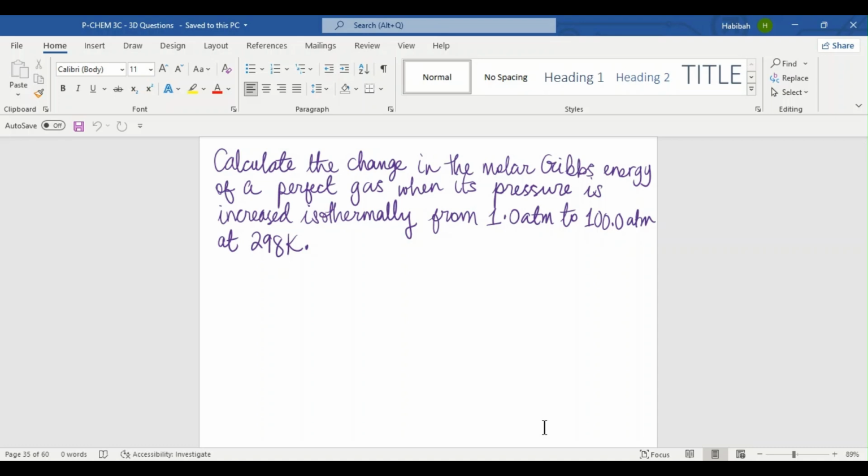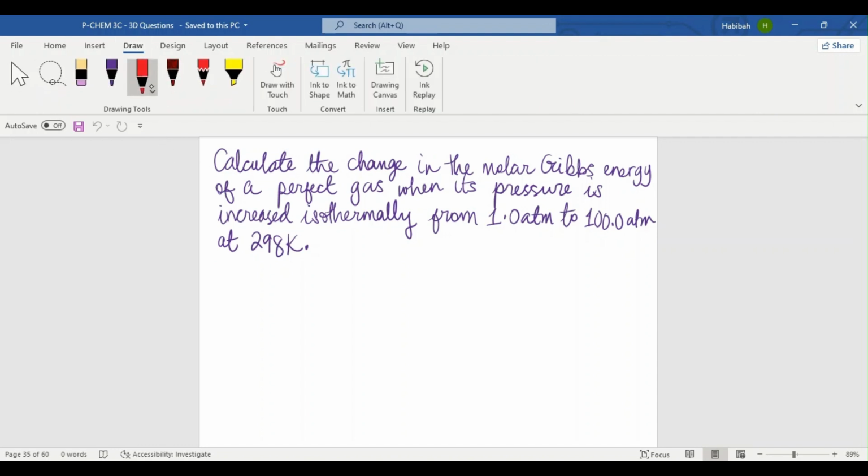Today we're going to be working on the question on the screen that says: calculate the change in the molar Gibbs energy of a perfect gas when its pressure is increased isothermally from 1.0 atm to 100.0 atm at 298 Kelvin. The first thing to note is that we're asked to find the change in molar Gibbs free energy, ΔGm, of a perfect gas. Isothermally means the change in T is zero, so temperature is constant throughout the entire process.